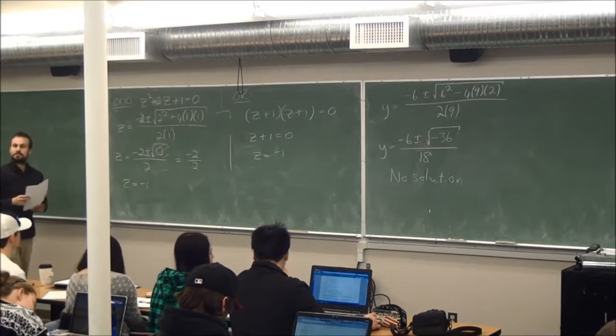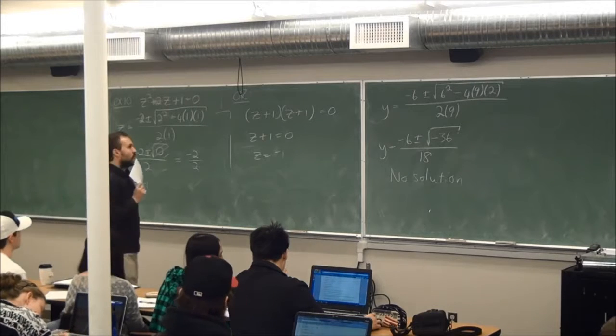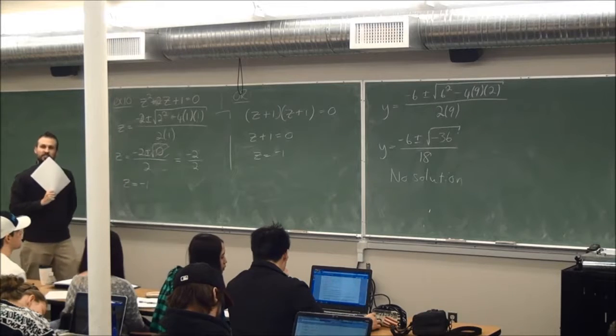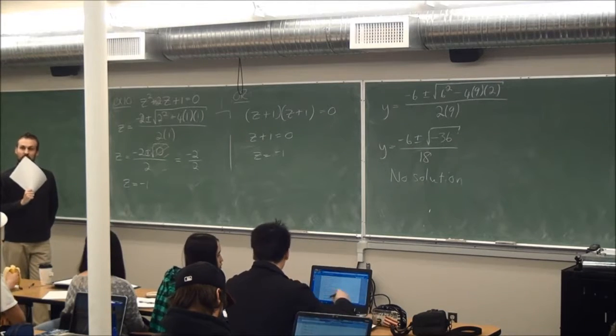Any questions on this? Yeah. Can you quickly tell me why that's no solution? I missed that. What is the square root of negative 36? Is there any number that I can multiply by itself to give me a negative number?